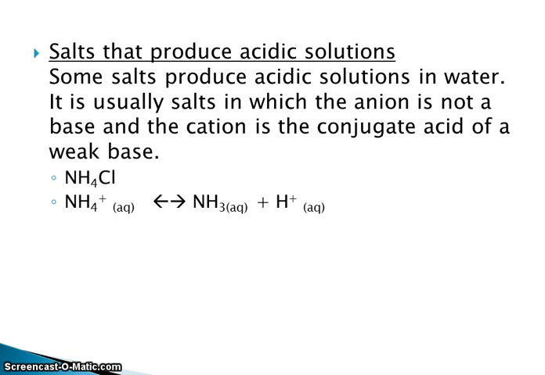If we take ammonium chloride and dissolve it in water, we know that it's soluble from our solubility rules. We're going to produce ammonium ions and chloride ions. Now chloride is the anion of hydrochloric acid, which is a strong acid. So chloride has no affinity for hydrogen ions. But ammonium is the conjugate acid of a weak base. So that ammonium ion will dissociate into ammonia and hydrogen ions. Since we're producing hydrogen ions, we're looking at an acidic solution.